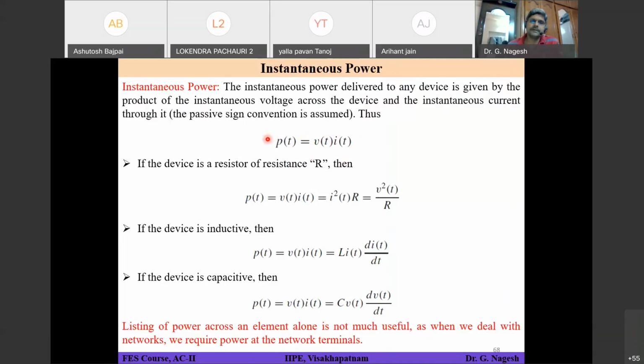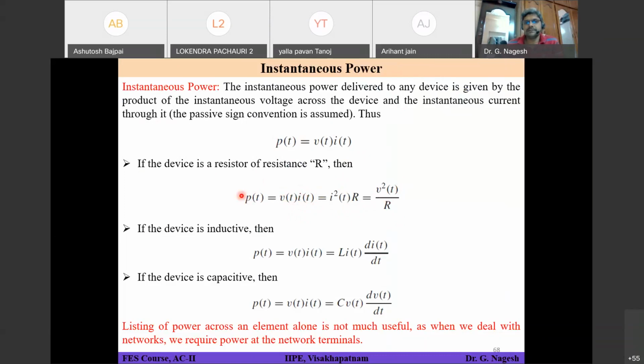So you can write an expression P of t is equal to V of t into I of t. If the device is a resistor, P of t is equal to V of t into I of t, where V of t is the voltage across the resistor and I of t is the current flowing into the positive terminal of that resistor. If you apply Ohm's law, V can be written as I into R, so you get an expression I square of t into R or V square of t divided by R.